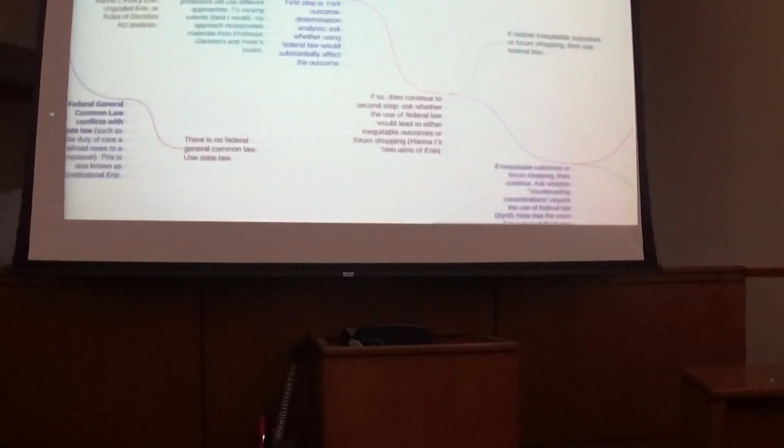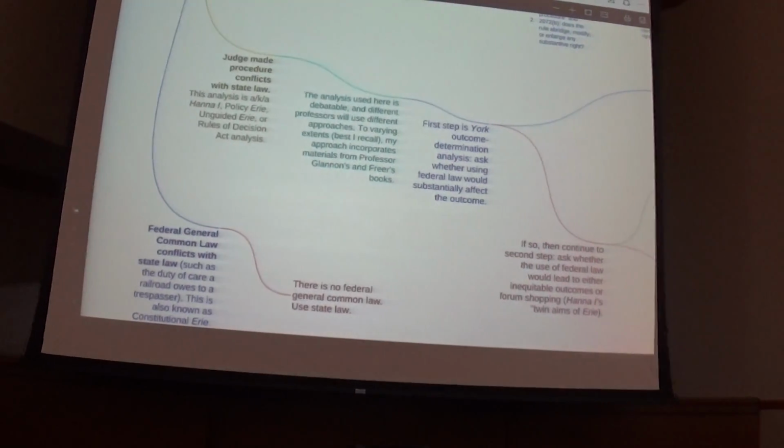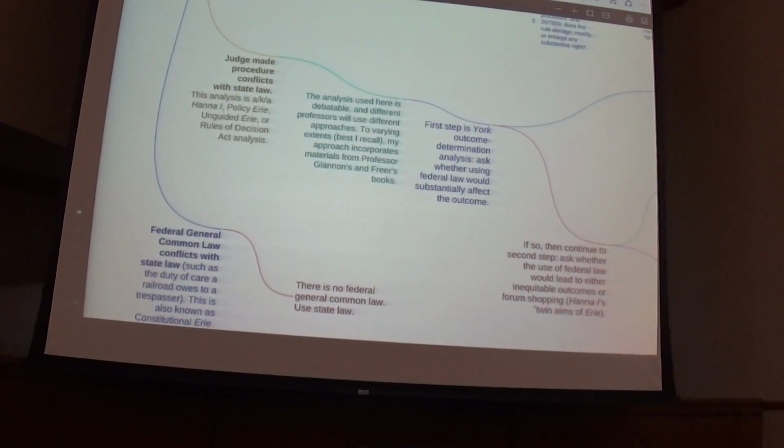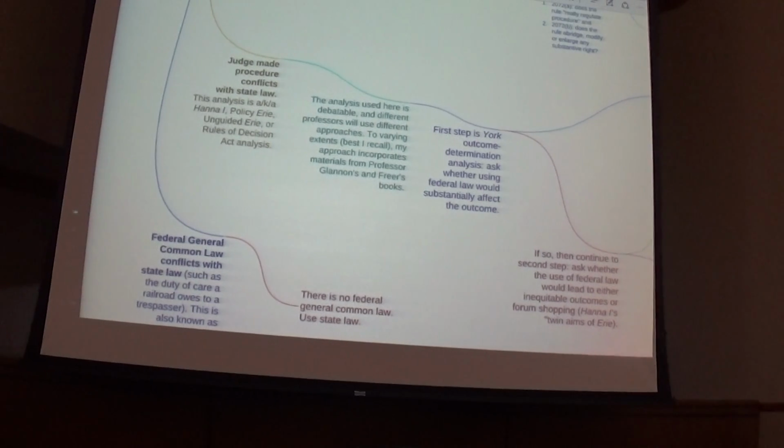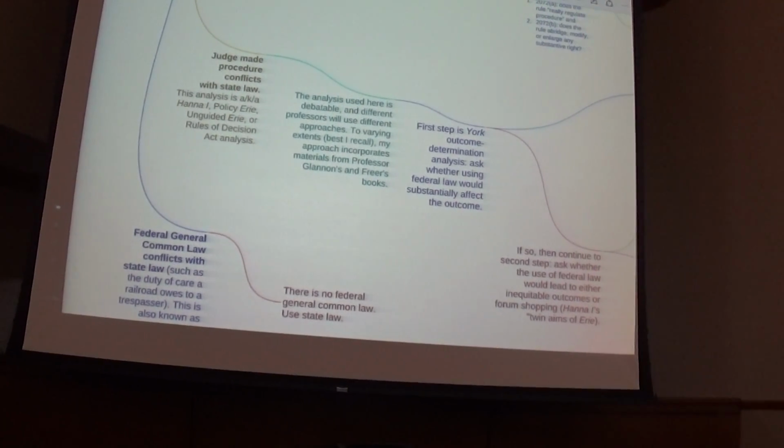So, say you do have judge-made procedure conflicts with state law. Well, that's known by a lot of names. HANA 1, Policy Erie, guided Erie, Rules of Decision Act analysis. It's also known as Prophylactic Erie. It's got a lot of names.